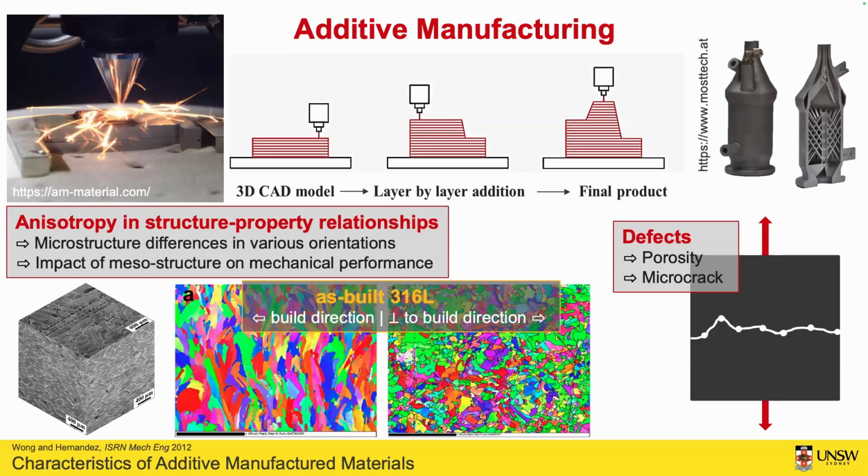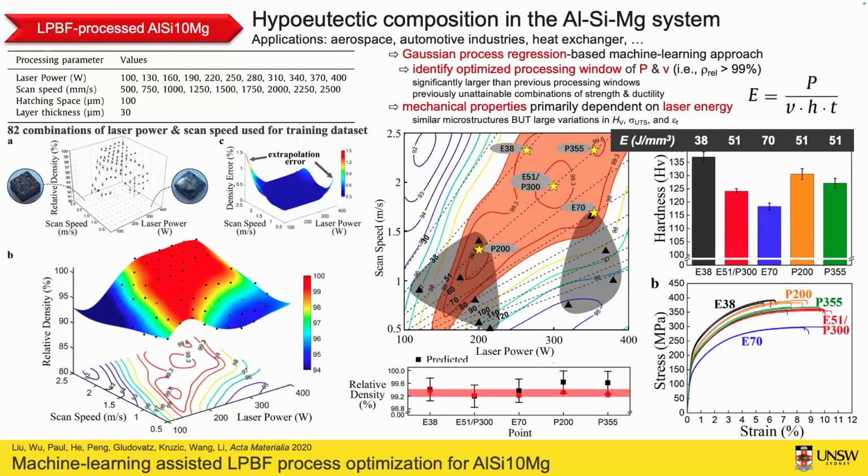In order to do this, we have looked at two different types of materials. The first one is this LPBF process, the aluminum silicon 10 magnesium alloy. To get pores and microcracks under control, we use this Gaussian process regression-based machine learning approach, where we essentially printed materials with different combinations of particularly laser power and scan speed that were varied over a wide range, while keeping hatch spacing and layer thickness constant.